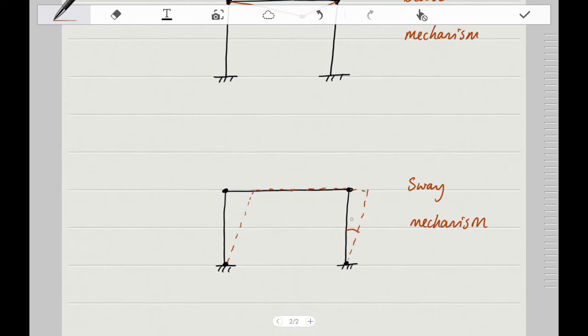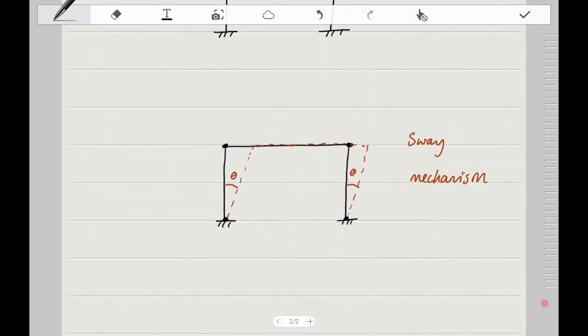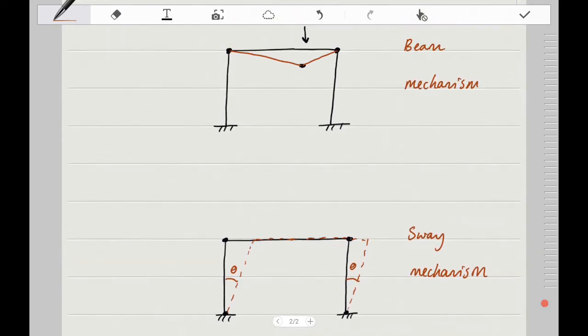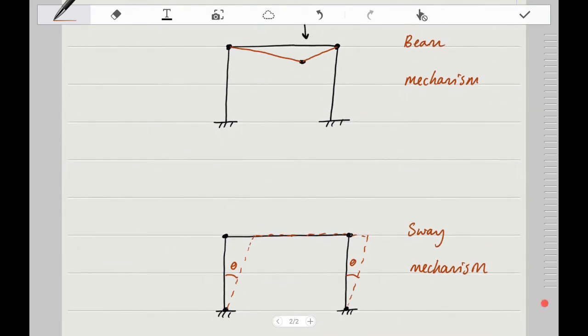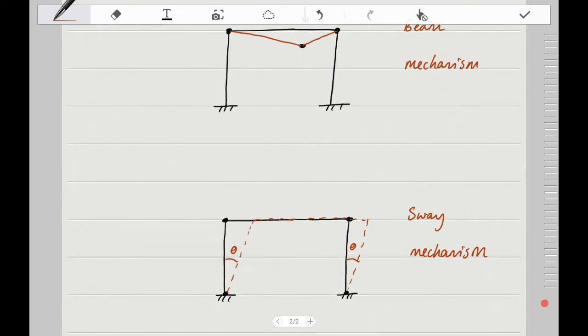With some angle theta, them being the same, because of that failure. But the angle is not necessarily important in demonstrating the type of mechanism that it will produce. So far you have a beam mechanism and a sway mechanism, with plastic hinges all within the 5 possible locations of where a plastic hinge can form, as we discussed earlier in step 1.